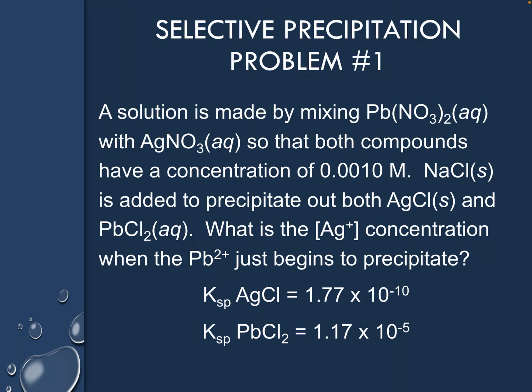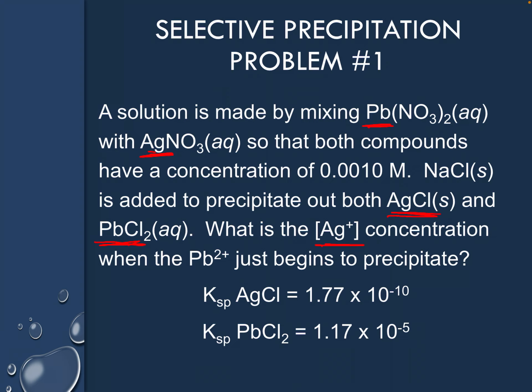So here's a problem. The solution is made by mixing lead nitrate with silver nitrate, and both compounds have a concentration of 0.0010 molar. Essentially, we have lead and silver, and then we're going to add sodium chloride, and that will cause a precipitation of both silver chloride and lead chloride. We want to add just enough chloride to precipitate one, but not the other, is usually how this would work. In this particular problem, I want to know what is the silver concentration when the lead just begins to precipitate.